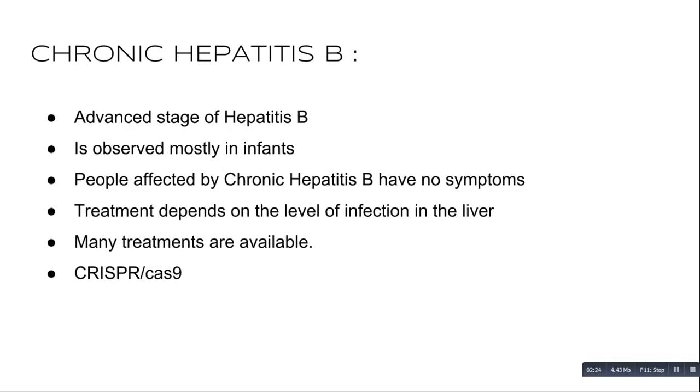Now, let us see what chronic hepatitis B is. The advanced stage of hepatitis B is chronic hepatitis B. It is majorly seen in children and young people who are affected with hepatitis B. 90% of the infants won't be able to get rid of the virus and develop chronic hepatitis B. People infected with chronic hepatitis B have no symptoms. Treatment for chronic hepatitis B depends on the level of infection in your liver and if it is increasing or stable.